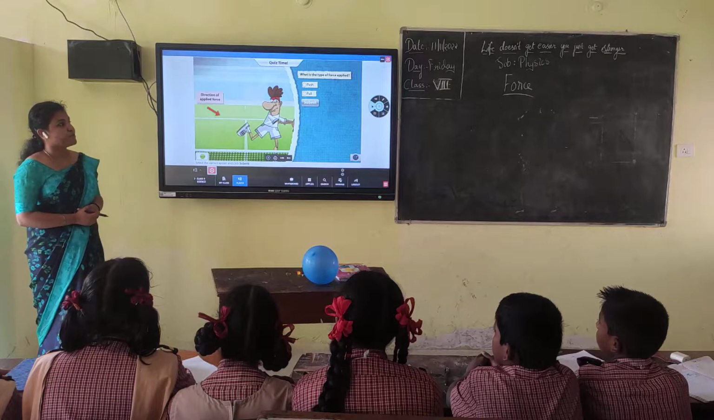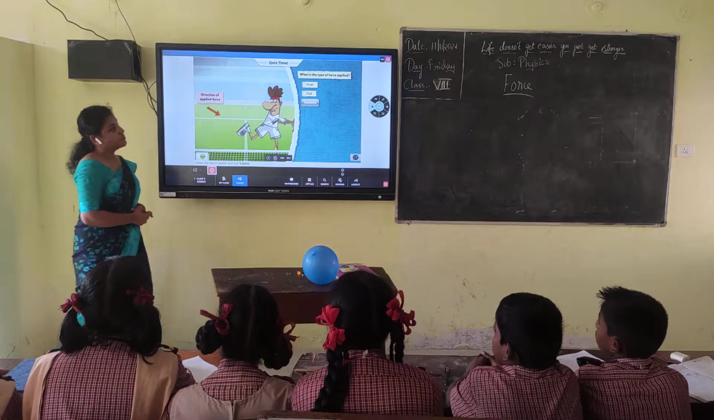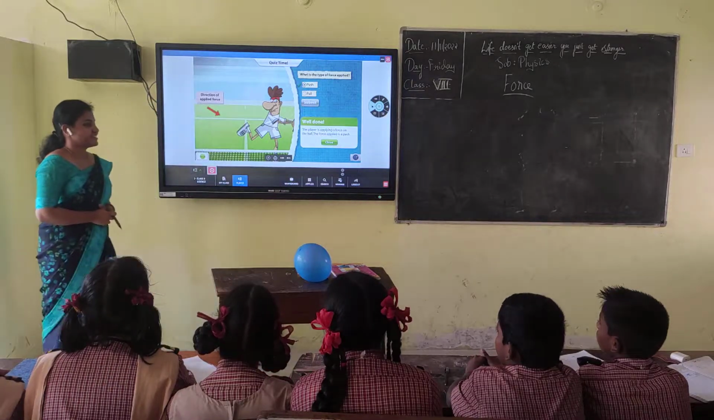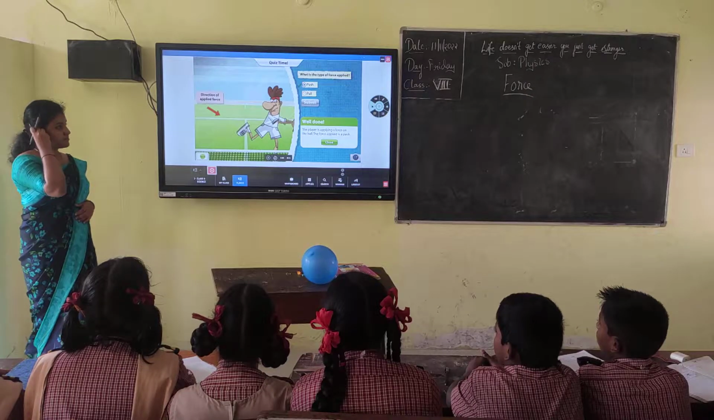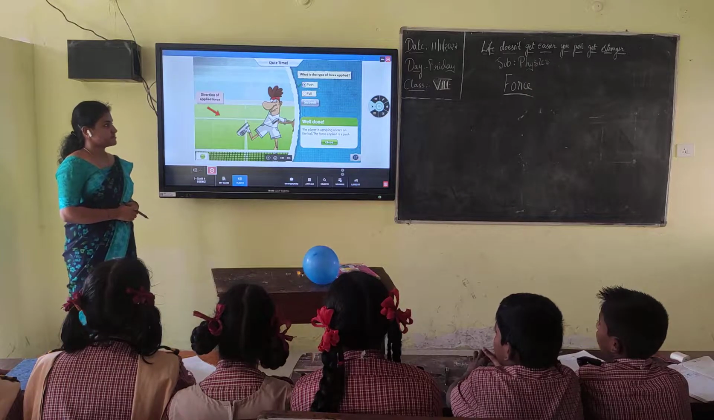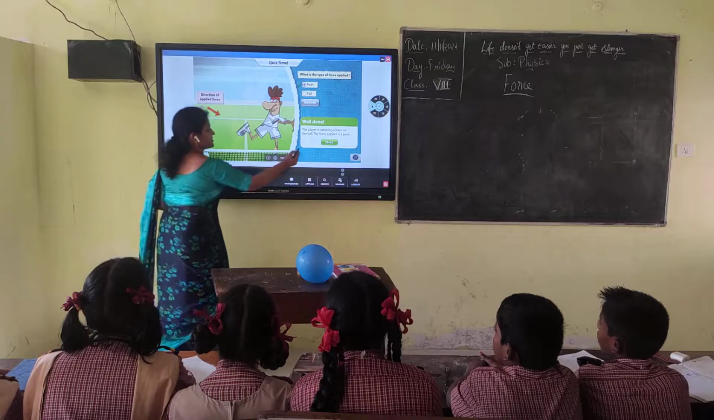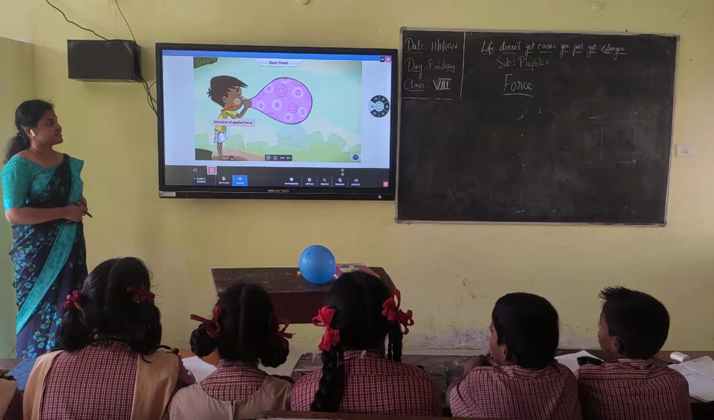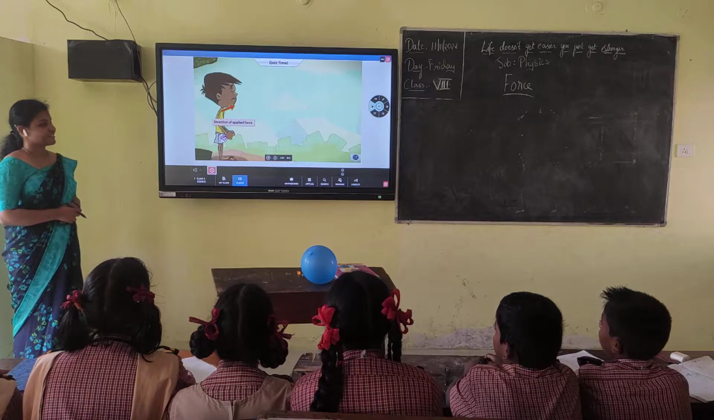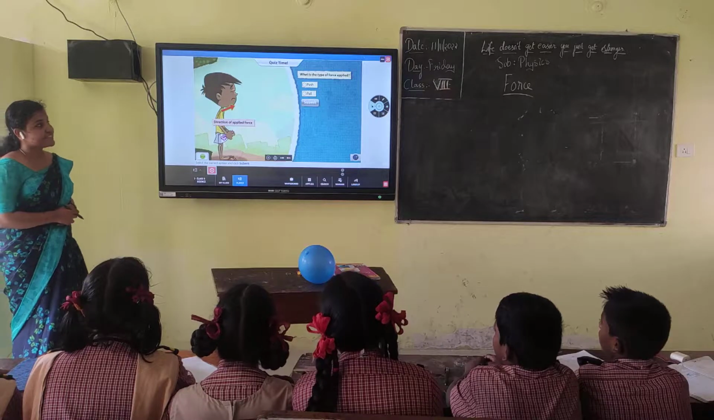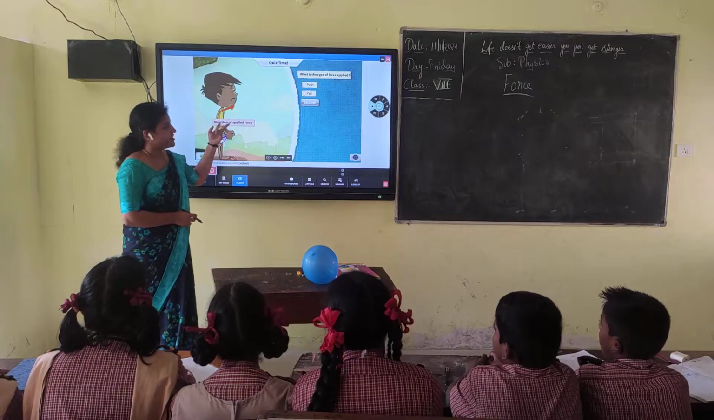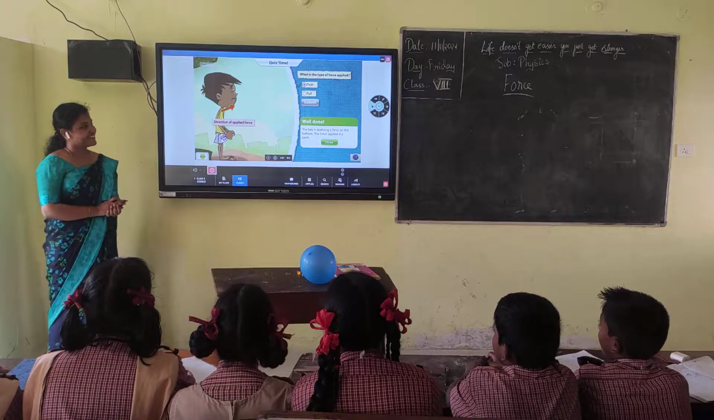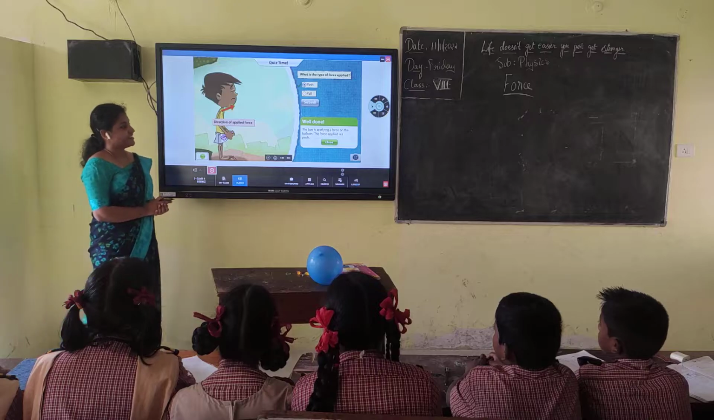What is the type of force applied here? Push or pull? Push. Let us check. Well done. Yes, the player is applying a force on the ball. The force applied is a push. What is the type of force applied here? Push. Let us check the answer. Well done. The boy is applying a force on the balloon. The force applied is a push.